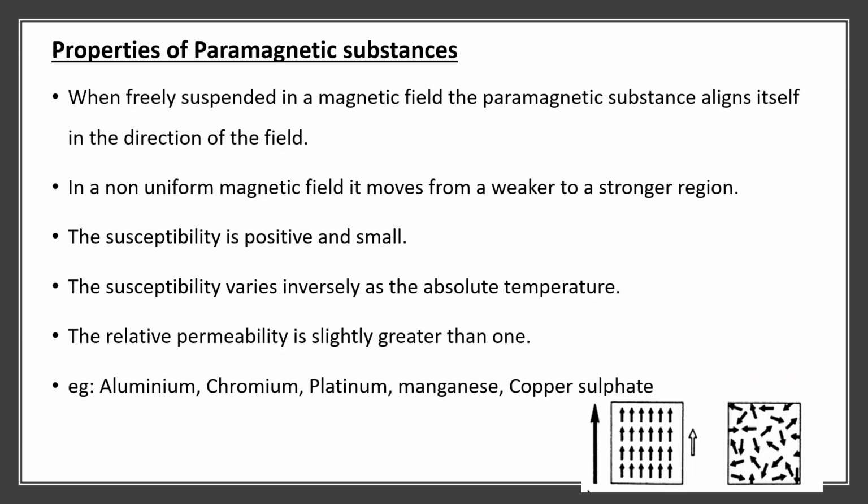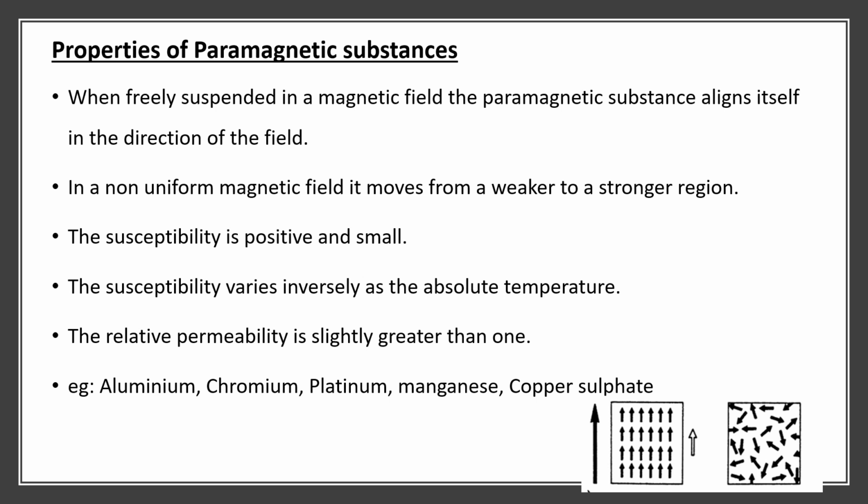And next is the properties of paramagnetic substances. When freely suspended in a magnetic field, the paramagnetic substance aligns itself in the direction of the field. As in the figure, without the application of the field, the materials are randomly oriented, but when a field is applied, they orient or align in the direction of the field.